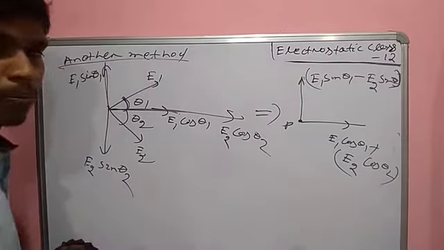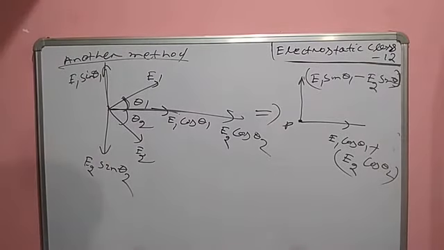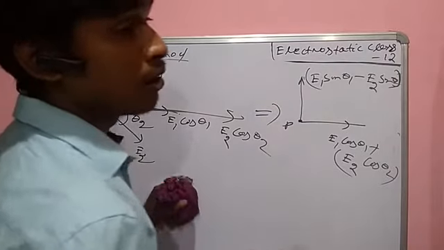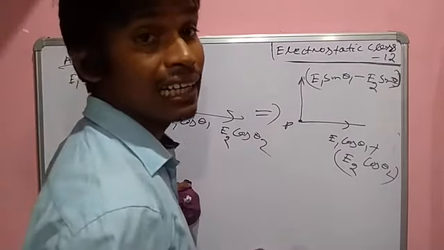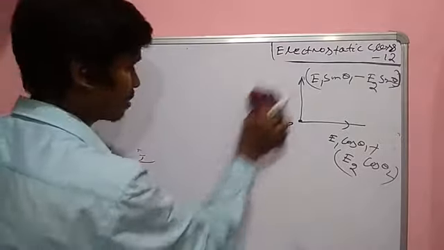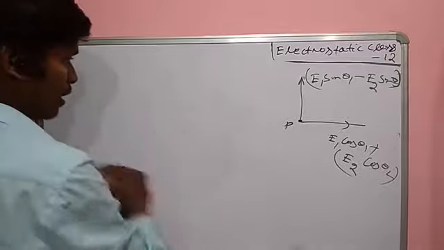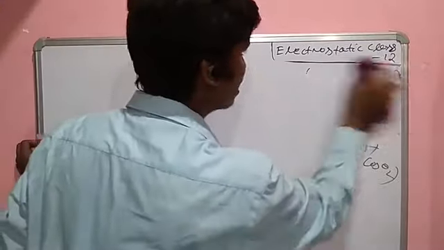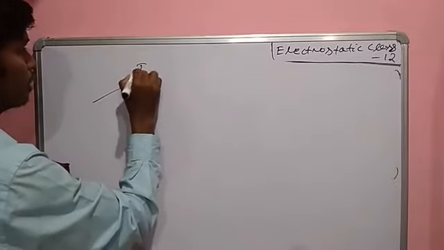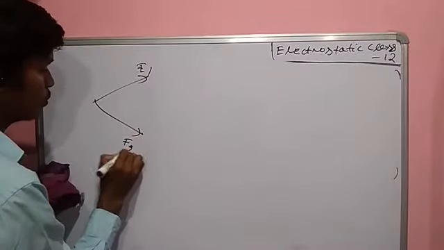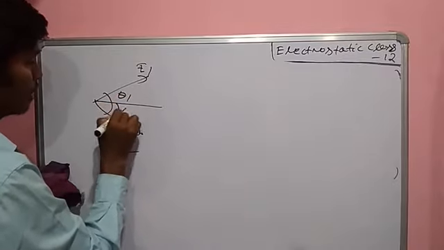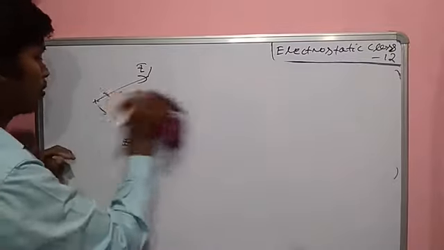But how can I find the direction of the net electric field? We got the resultant, but not the direction. What will we do? We have already known E1, E2, and the angles theta 1 and theta 2.